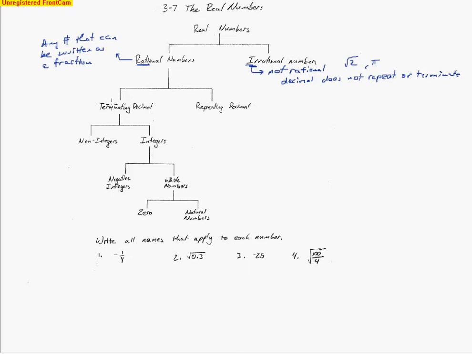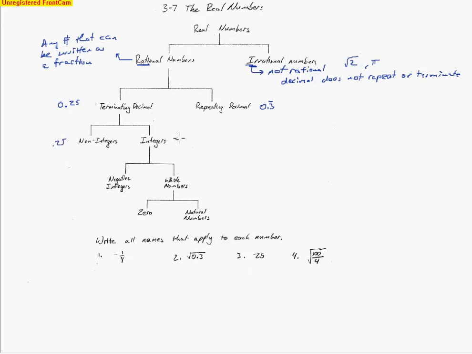If you look at the decimal form, terminating are ones like this, 0.25. They just end right after the 5. It terminates. Repeating decimals continue on, and we can write these as fractions, and we've done that in the past. From terminating decimals, we have non-integers. Non-integers would be like 0.25. But we also have some integers.